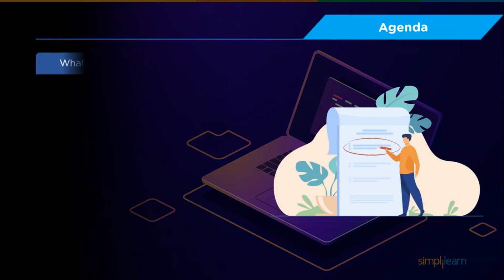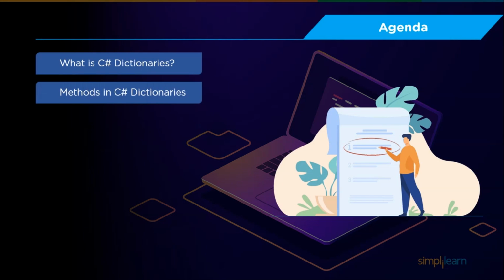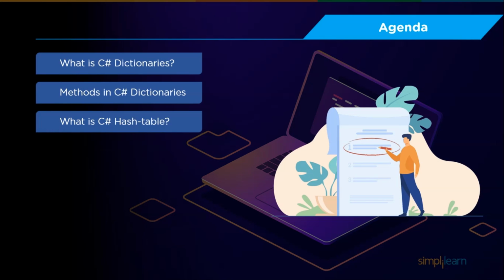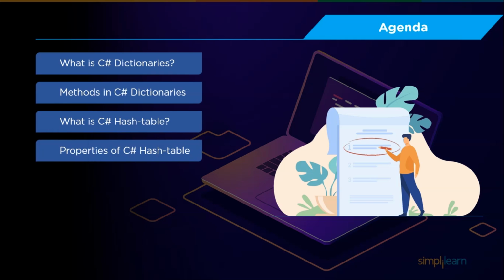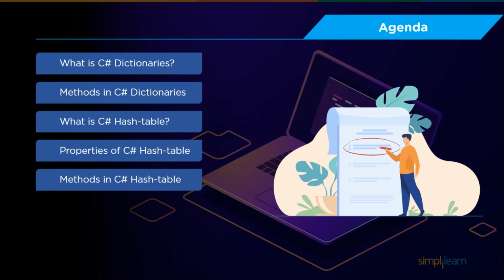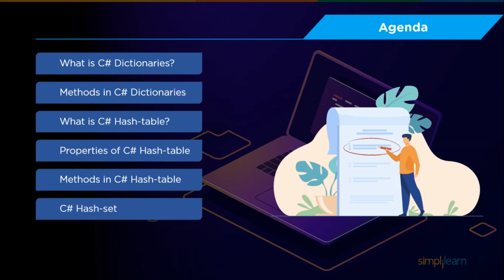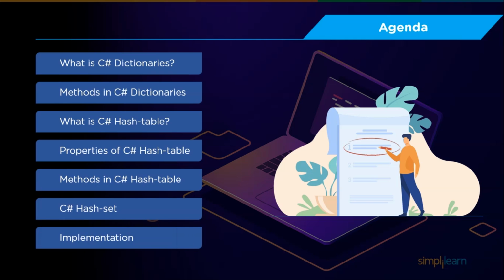We will begin our session with what a dictionary is. Then, we will discuss the methods in the dictionary. After that, we will discuss what a hash table is. Now, we will dive into the properties of C# hash table. Then, we will discuss the methods in C# hash table. After that, we will have a look at hash sets. Finally, we will wind up this session with the implementations of sets.